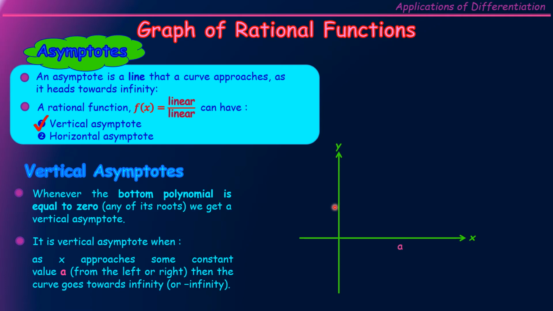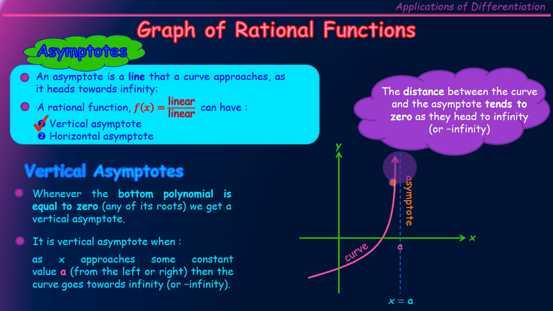Let's say we have the line x equals a, and then we have a curve here. The dotted line is called the vertical asymptote, because the distance between the curve and the asymptote tends to 0 as they head to infinity or negative infinity.